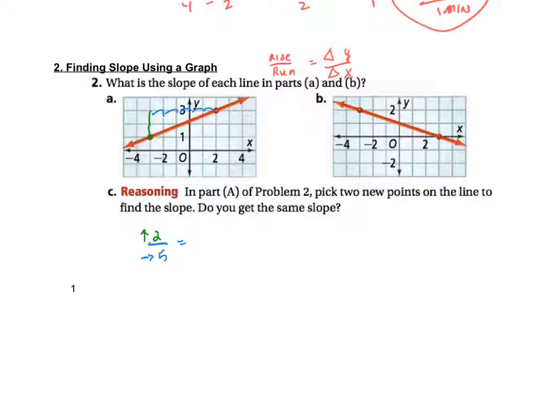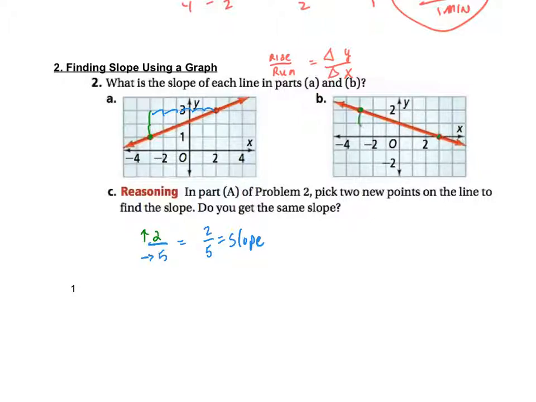So then my rise over run is 2 over 5. So there you go. My slope is 2 over 5. Looking at B now, I'm going from this point to this point.